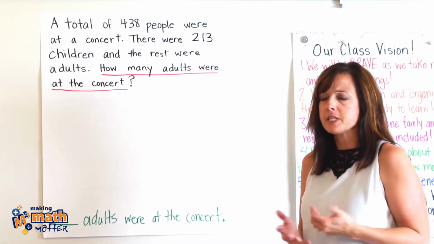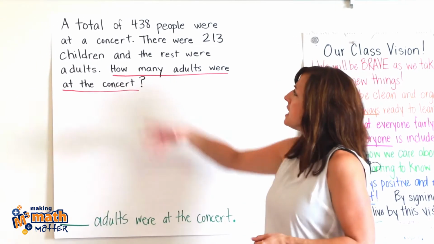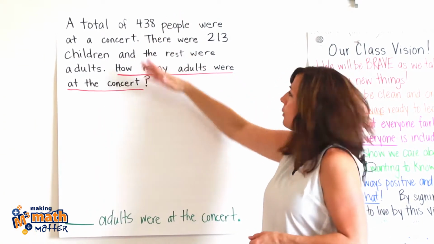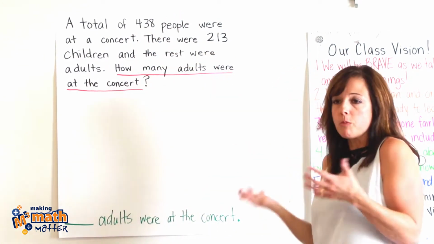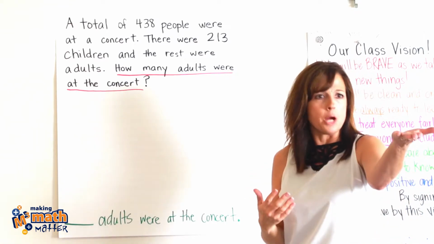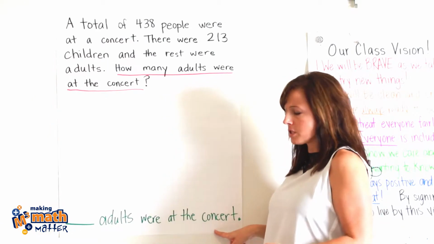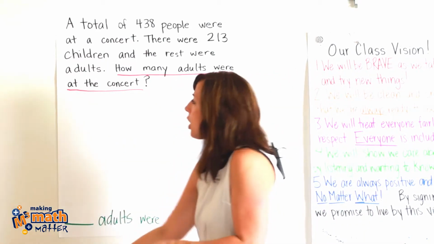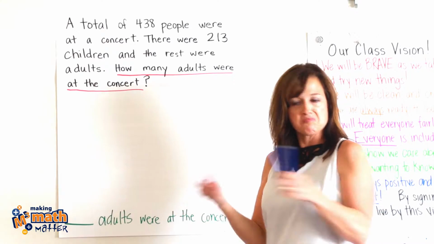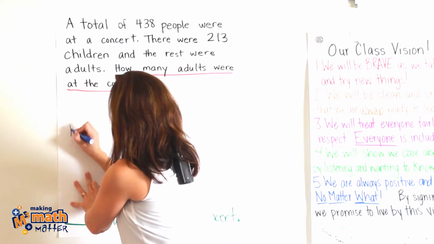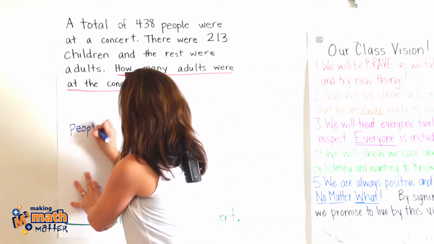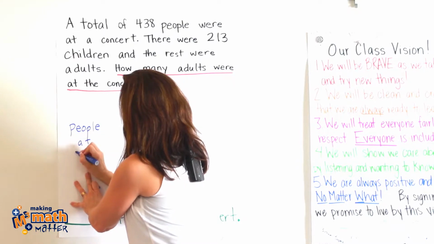That's a great mathematician thing to do, all right? So yes, this is about people at a concert. We know that some of them were children and some of them were adults, but we feel like we might be missing a number. We're not sure how many adults, right? That's what we're trying to find out. Okay, so I'm gonna label my bar, people at the concert. That's gonna be the title of my model. People at concert.